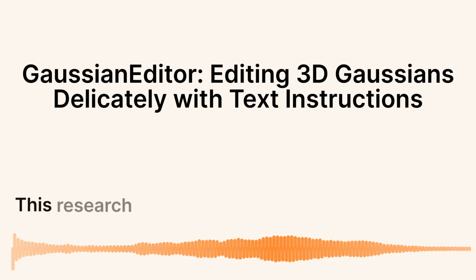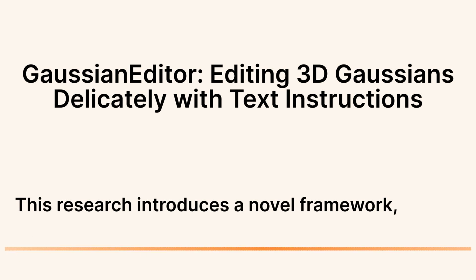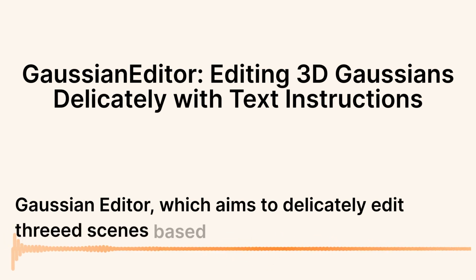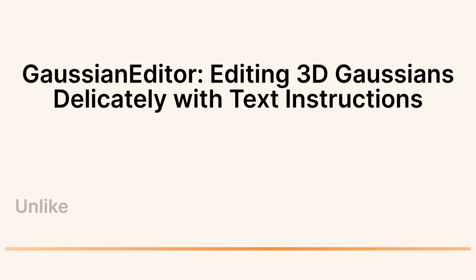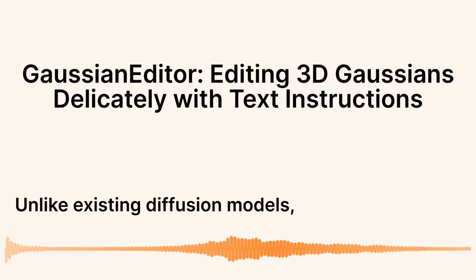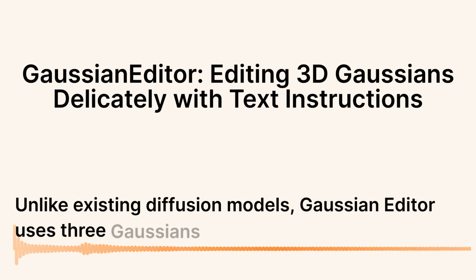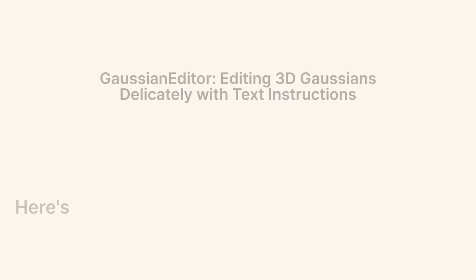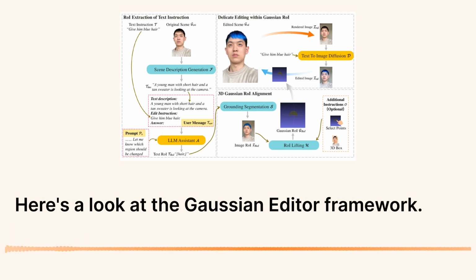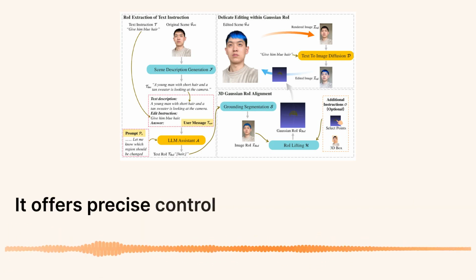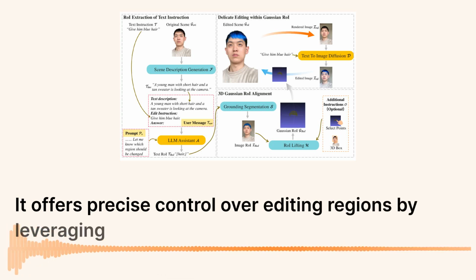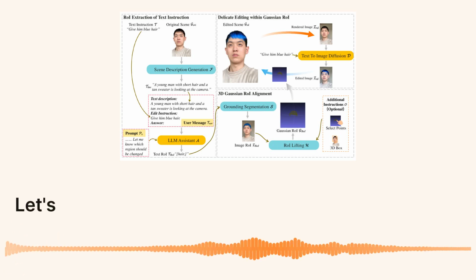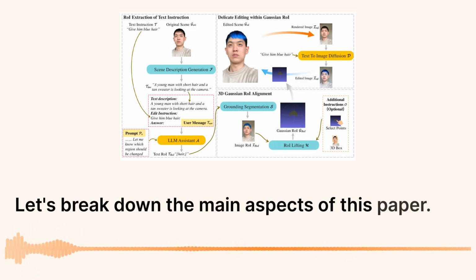Instructions. This research introduces a novel framework, GaussianEditor, which aims to delicately edit 3D scenes based on text instructions. Unlike existing diffusion models, GaussianEditor uses 3D Gaussians to achieve fine-grained, localized edits. Here's a look at the GaussianEditor framework. It offers precise control over editing regions by leveraging the explicit properties of 3D Gaussians. Let's break down the main aspects of this paper.